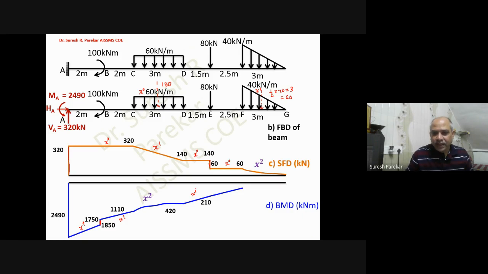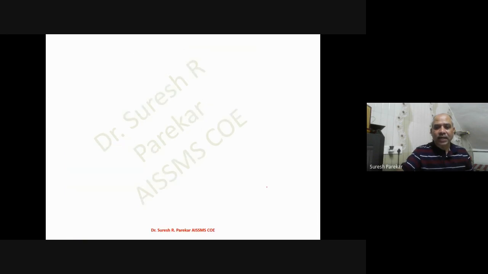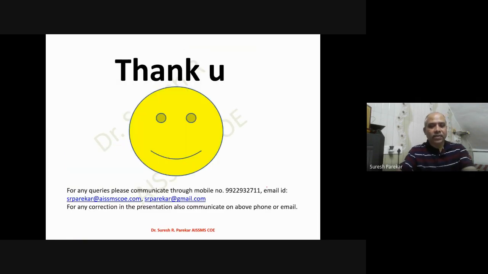Then we have again x to the power 0, so it will come x to the power 1. The value we will get is 60. And then we have the value 0. This is x to the power 2, so this is x to the power 3. So we have to consider these polynomial functions in this fashion, and then we have to plot them. So these are the problems which are related to cantilever beams. Today we will stop here only. Thank you.